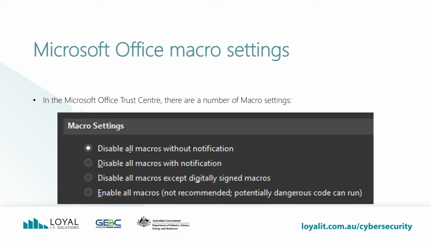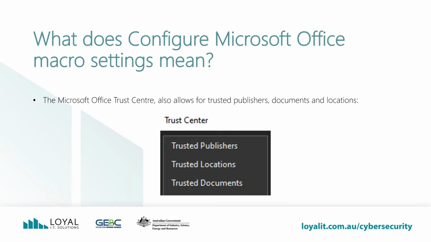Disable all macros except digitally signed macros. This is the hardest to implement as it involves the use of certificates. I've never seen anyone implement this, however, it does help with protecting against untrusted macros running on your computer. Then there's Enable All Macros, and as it says, it is not recommended because potentially dangerous code can run. The Microsoft Office Trust Center also allows for trusted publishers, documents, and locations. All of the macro security options will be covered in a how-to video in the premium subscription. Get your propeller hats ready because it can get complex.